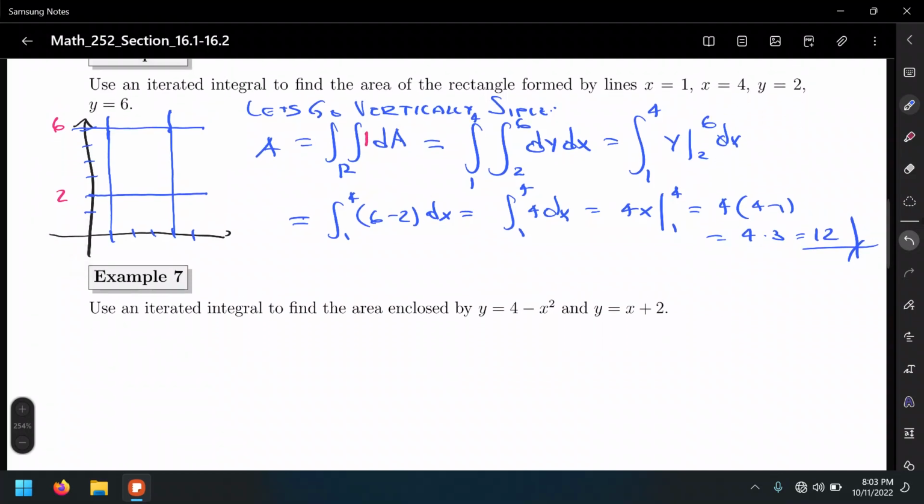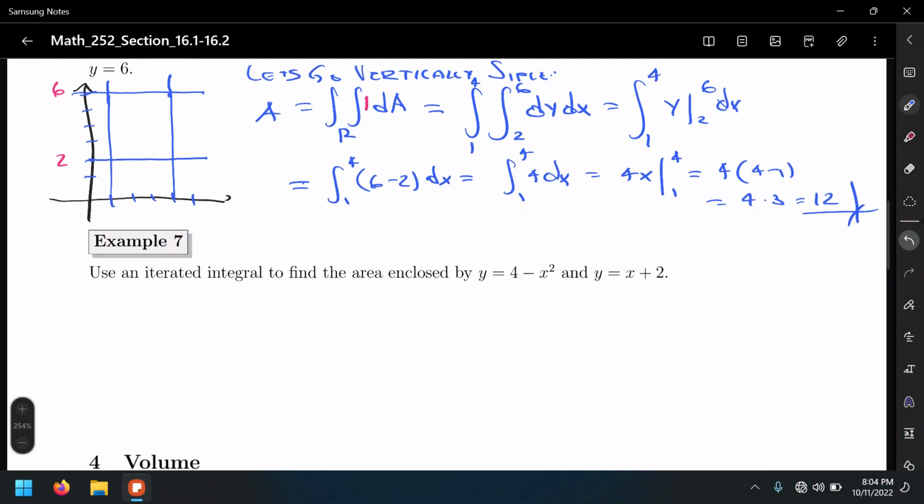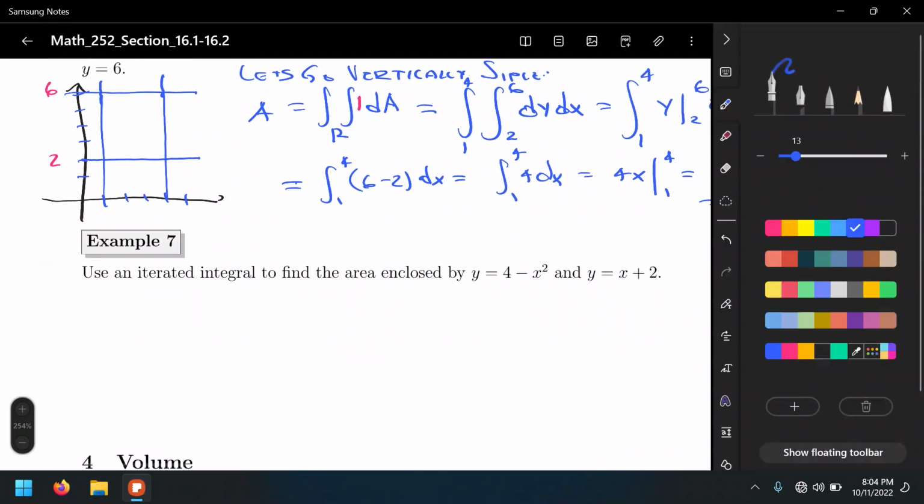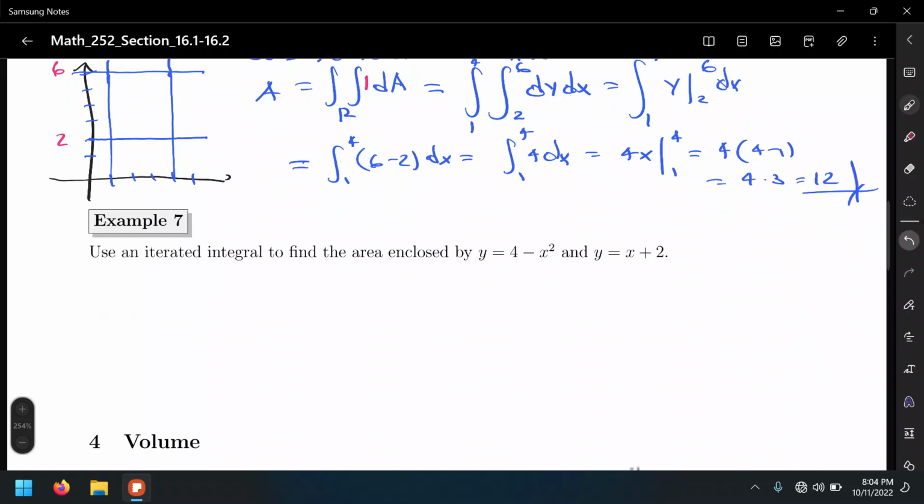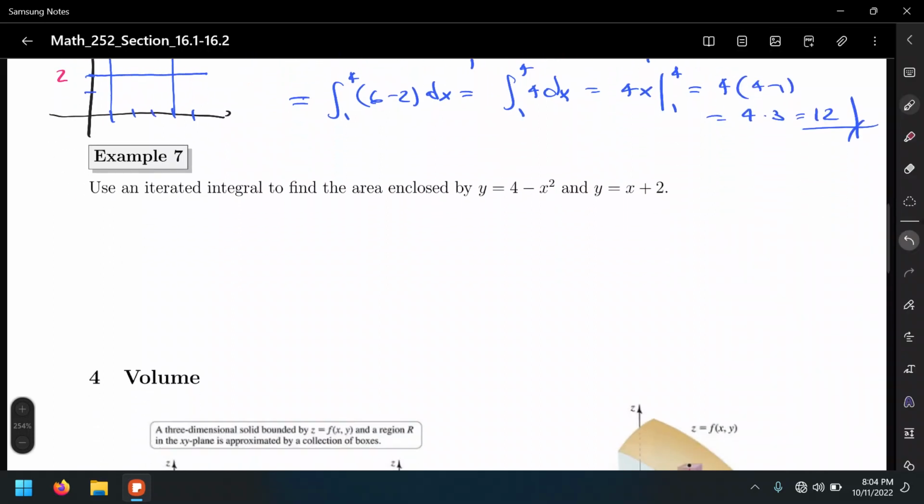exercise. All right. For example, number 7, they're asking us to use an iterated integral to find the area enclosed by y equals 4 minus x squared and y equals x plus 2. So that actually looks like a Calc 1 problem, right? I mean, it doesn't look any different than a Calc 1 problem. But the way we're going to set it up, well, number 1, graph. Let's get the graph.